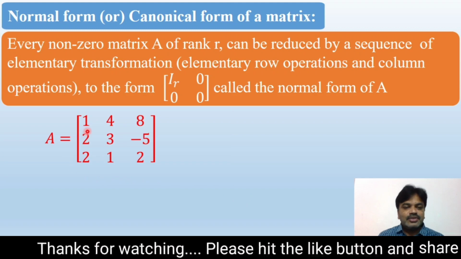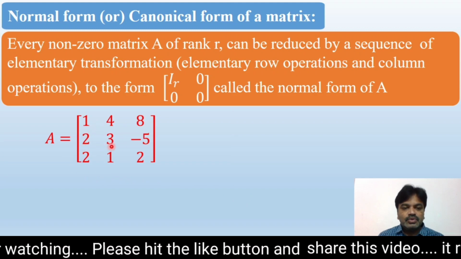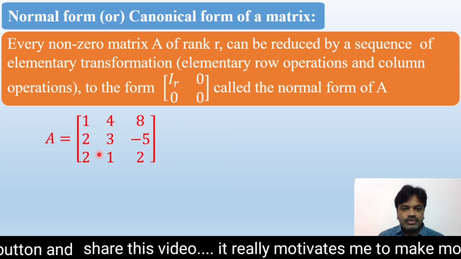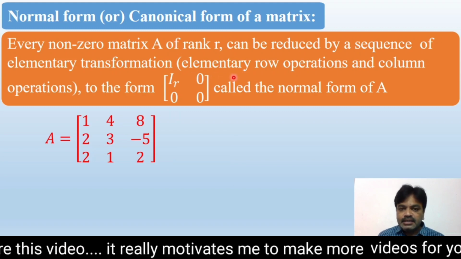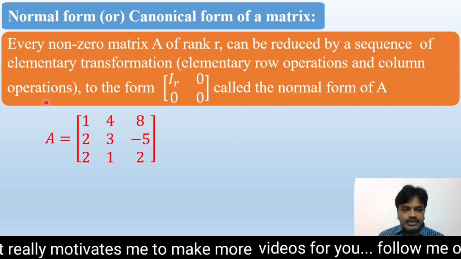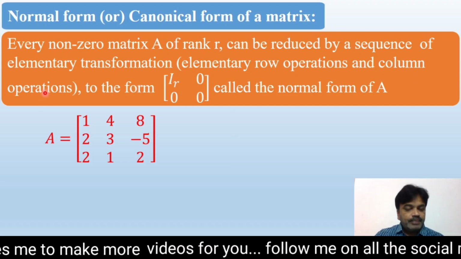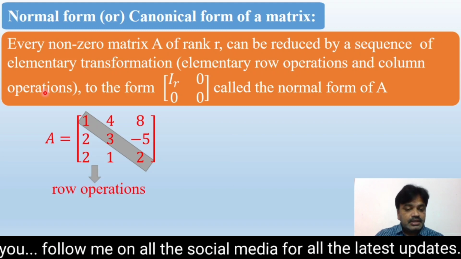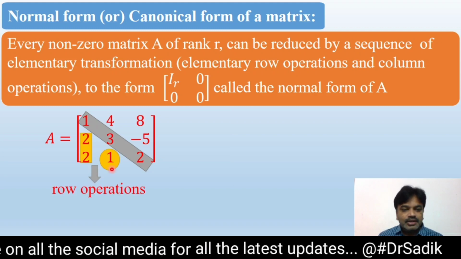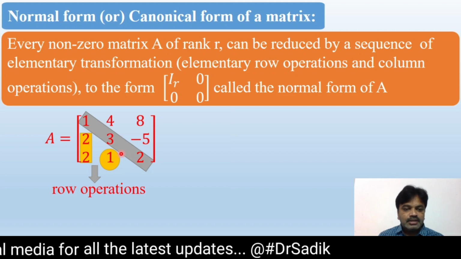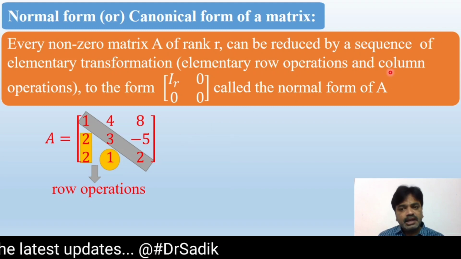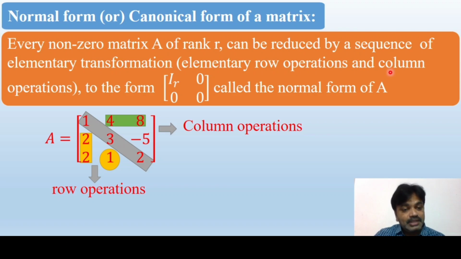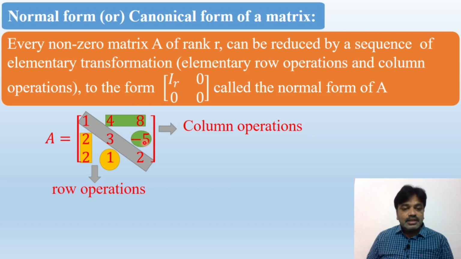Say A is equal to [1, 4, 8; 2, 3, -5; 2, 1, 2]. This is a non-zero matrix. We apply elementary row operations and column operations. First I apply elementary row operations to make the elements below the diagonal 0. Now I apply column operations to make the elements above the diagonal 0.